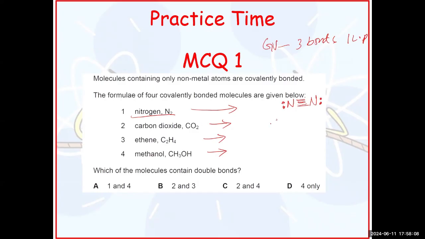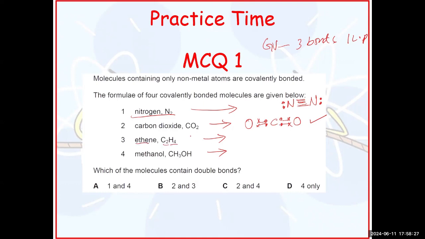Carbon dioxide structure, you people have even practiced like this. Carbon is sharing its 4 electrons by a double bond with oxygen on both sides, and oxygen is sharing its 2 electrons with the carbon as a double bond. So yes, it contains a double bond.